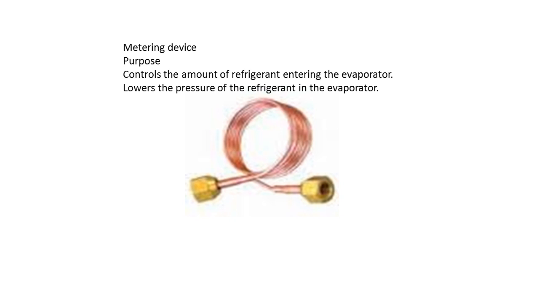The last component is the metering device. The metering device purpose is to control the amount of refrigerant entering the evaporator, and it also lowers the pressure of the refrigerant entering the evaporator. This metering device shown is a cap tube. There are many styles and designs of metering devices.